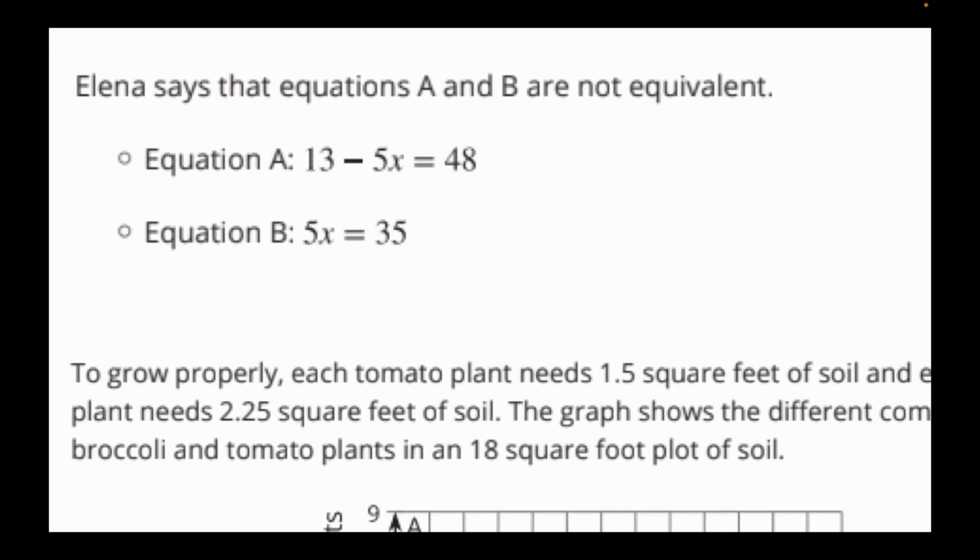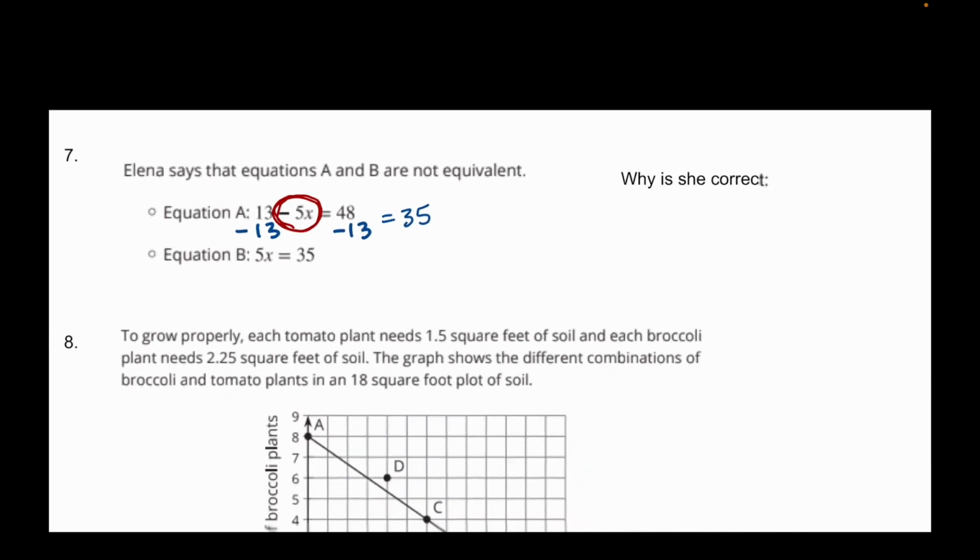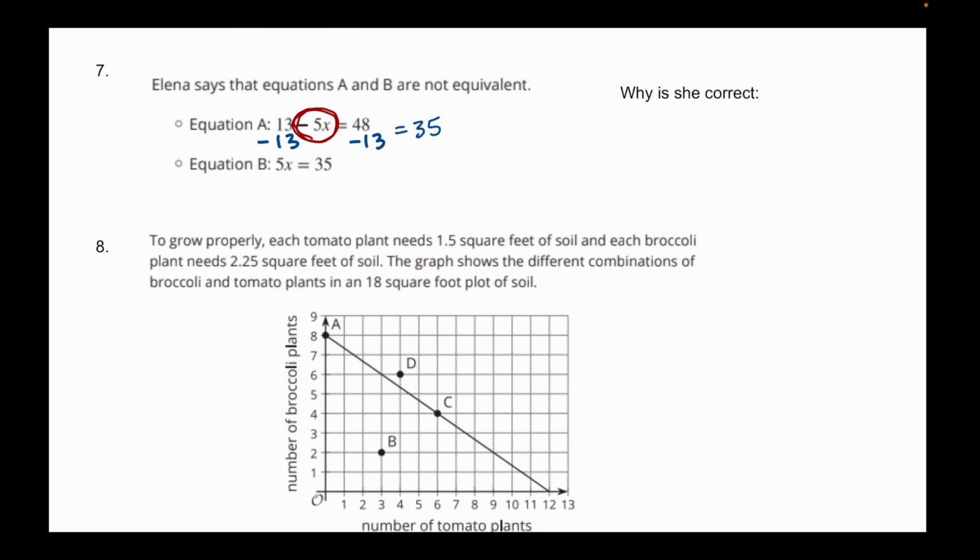So, I think I see what they did. So they just have 5x on the bottom one here. So it looks like they were subtracting 13 and subtracting 13, which if you did that, great, would give you 35. But the important part here is that this -5 needs to remain negative.